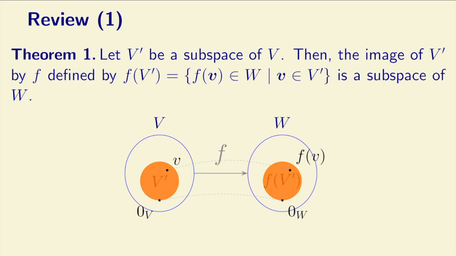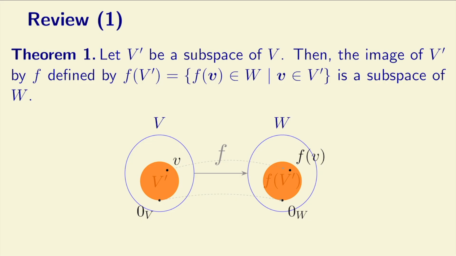It says if V prime is a subspace of a vector space V, then the image of V prime under a linear map F is also a subspace of a different vector space W. Wait, what's an image? Like a picture? That's a great question, and this diagram helps a lot.